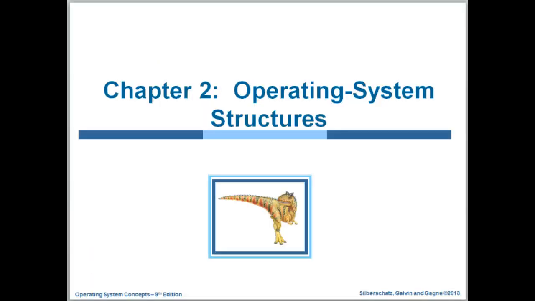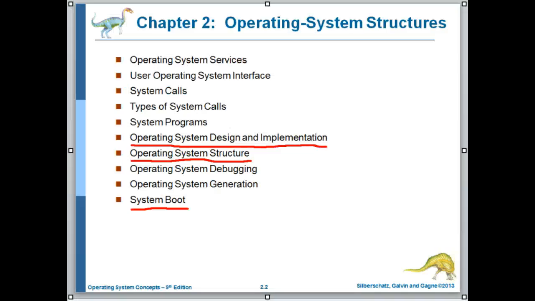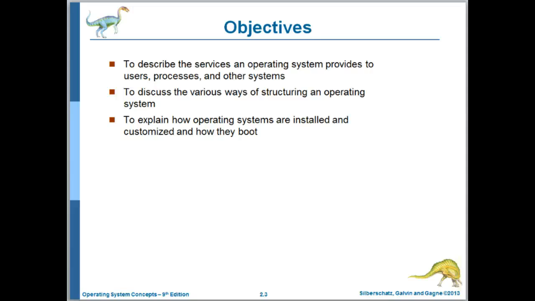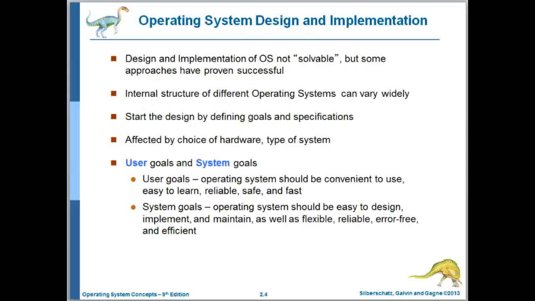All right, we're continuing with Chapter 2, specifically these three topics. And here are the chapter objectives one more time. Operating system design goals can contradict each other, hence there is no perfect operating system design, and in particular the user goal of an easy-to-use system can come into conflict with a system goal of protection and security.